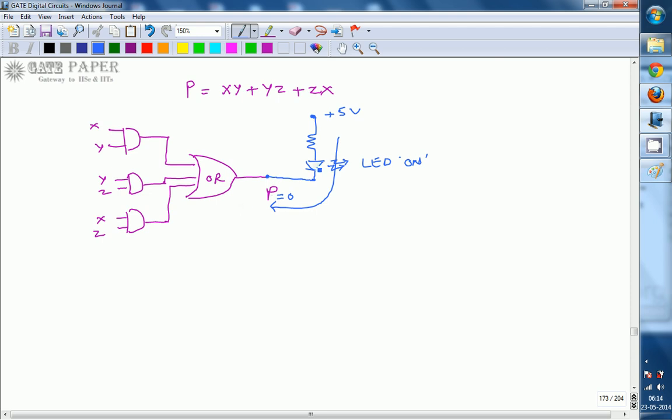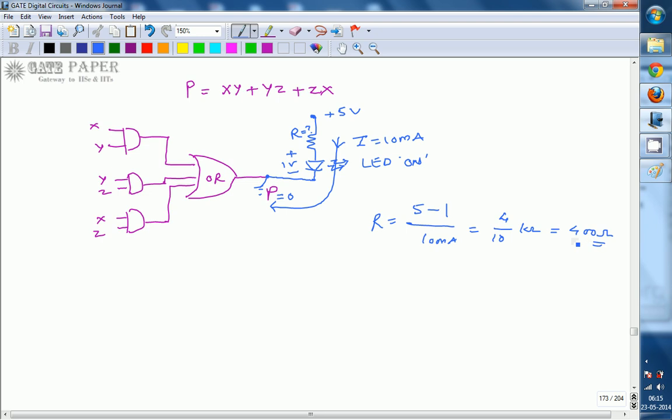By that time the current flowing through the LED is 10 milliamperes, and the voltage drop across it under forward bias is 1 volt. So what should be the value of the resistor that is driving the circuit? The value of R is nothing but 5 minus 1, where P is equal to 0, that is 0 volts, divided by 10 milliamperes. That is nothing but 4 by 10 kilo ohms. So simply it is 0.4 kilo ohms, which is nothing but 400 ohms.